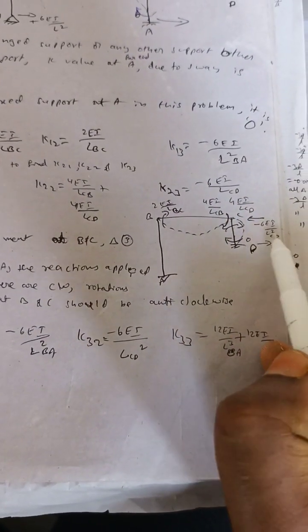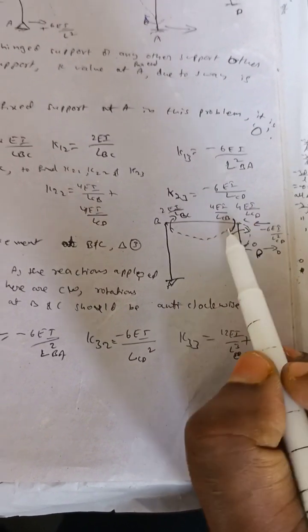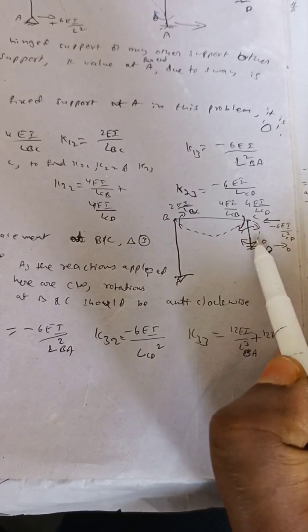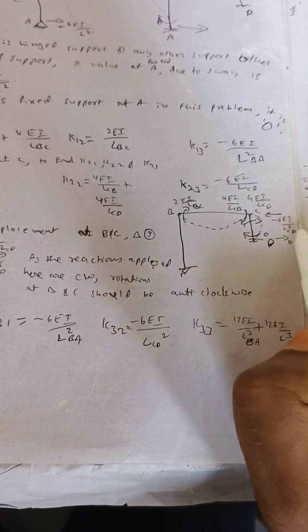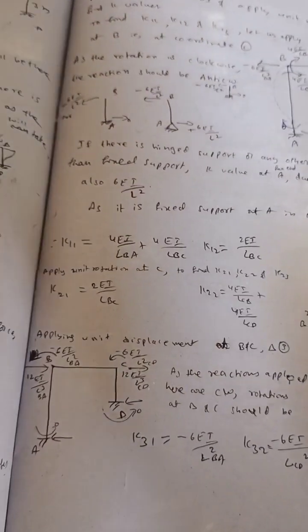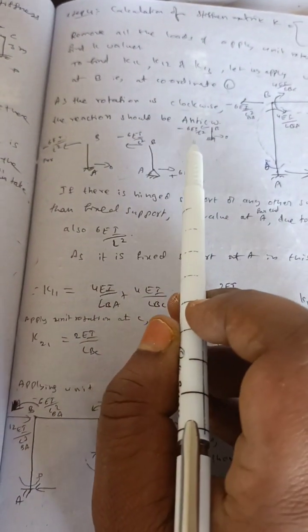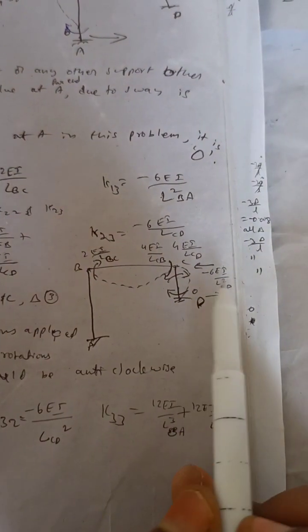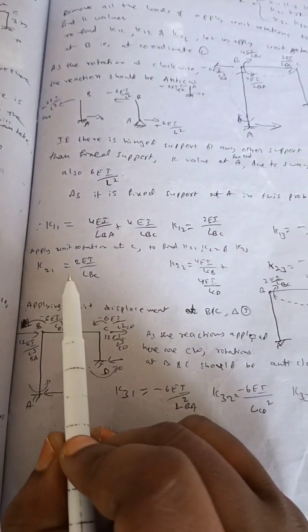Now, what about the delta? It will be 6EI by L square. How? See here, as it is clockwise, we need to draw the reaction as anti-clockwise. Both in this way, the reaction should be shown in anti-clockwise. As the rotation is clockwise, the reaction should be anti-clockwise. So the value is minus 6EI by L square. As it is to the left side, we need to take minus 6EI by L square.